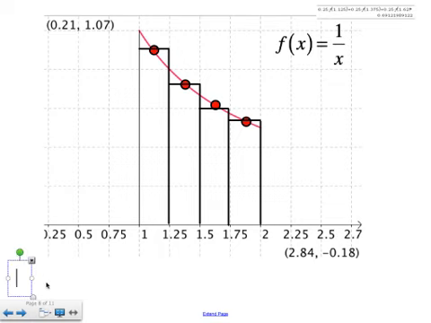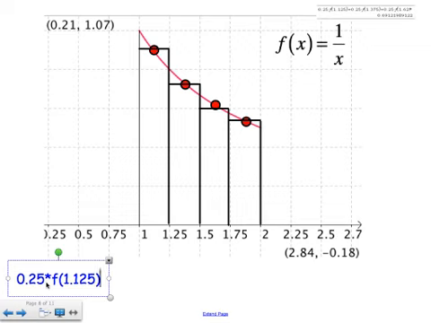Okay, so once again, 0.25 are the widths, and now if I calculated the midpoint between 1 and 1.25, I would get this number based on the midpoint formula. The second rectangle would have a y value of f of 1.375.